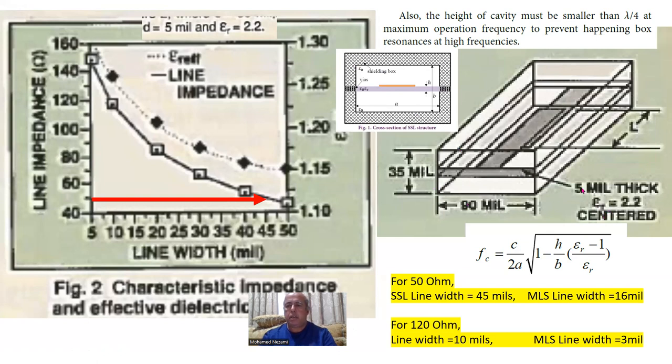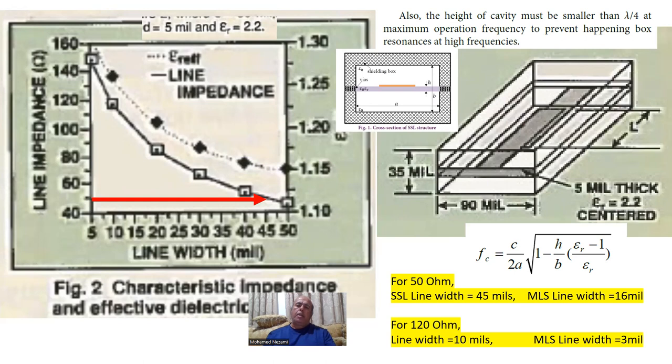And in this case, the researcher has used a board which is 5 mil thick with epsilon R 2.2. This looked like a Duroid board, okay, so from Rogers. So what you start with first is you design the channel, which is how high and how large your channel that is gonna house the suspended line design.